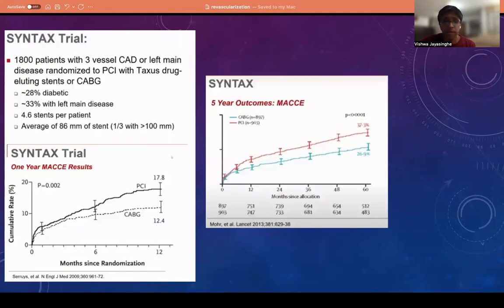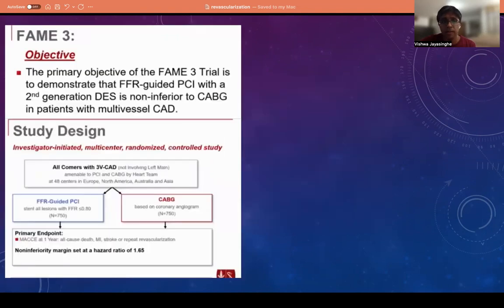Evidence comes from multiple trials. I will talk about a few. The SYNTAX trial involved about 1,800 patients who had complex coronary disease. The median SYNTAX score was high in these patients, and average stent length was 86 millimeters. Then PCI versus CABG outcomes at 1 year as well as 5 years: MACE was high in the PCI patients. CABG was better for complex coronary artery disease, as demonstrated in the SYNTAX trial.